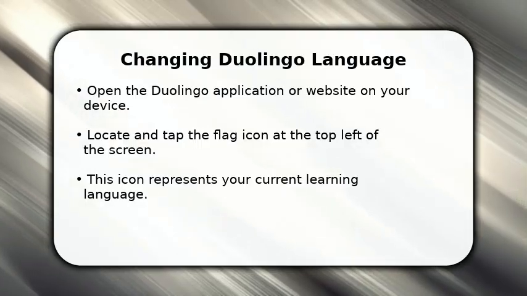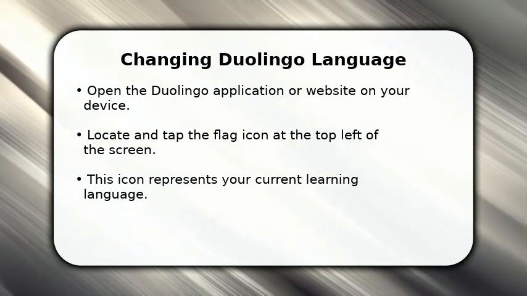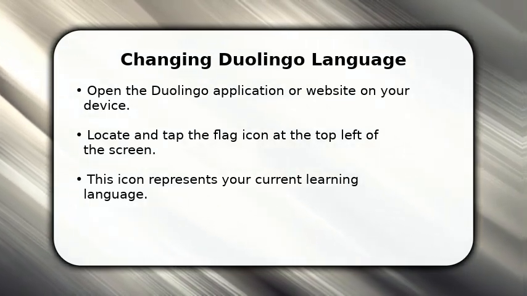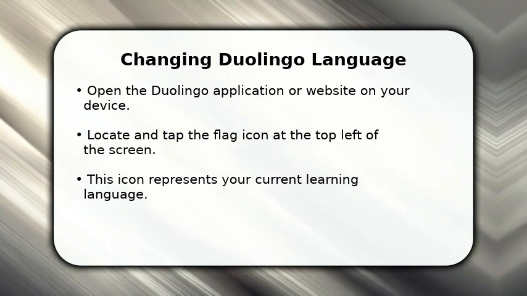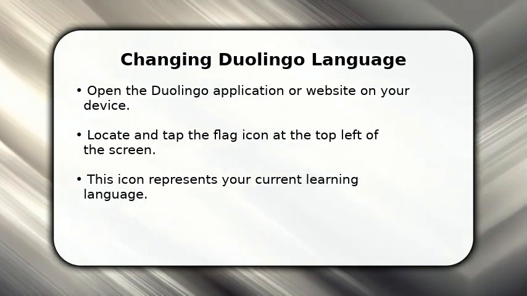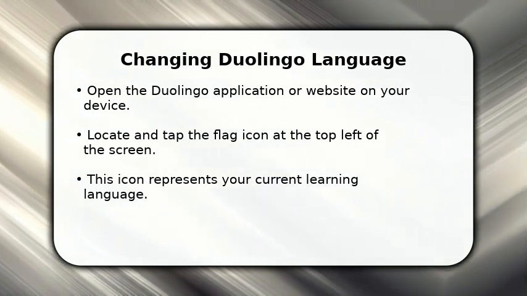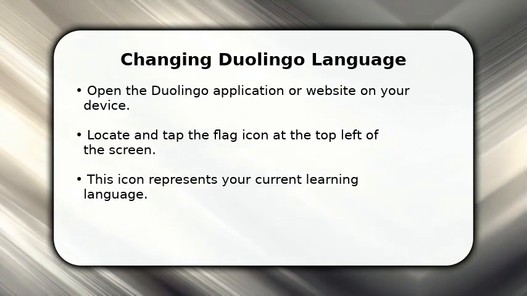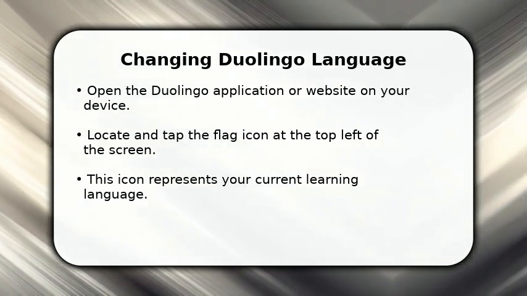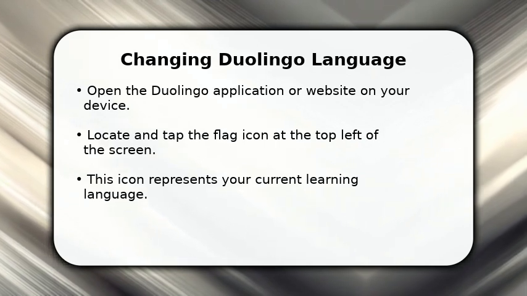In this video, I will explain how to change the default language in Duolingo. First, open the Duolingo app or navigate to the website. Once it's loaded, look for the flag icon, typically found in the top left corner of your screen. This flag visually represents the language you are currently learning.